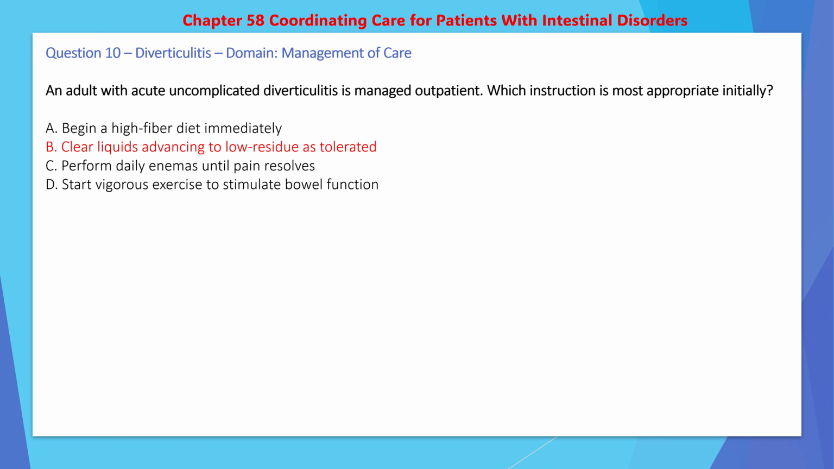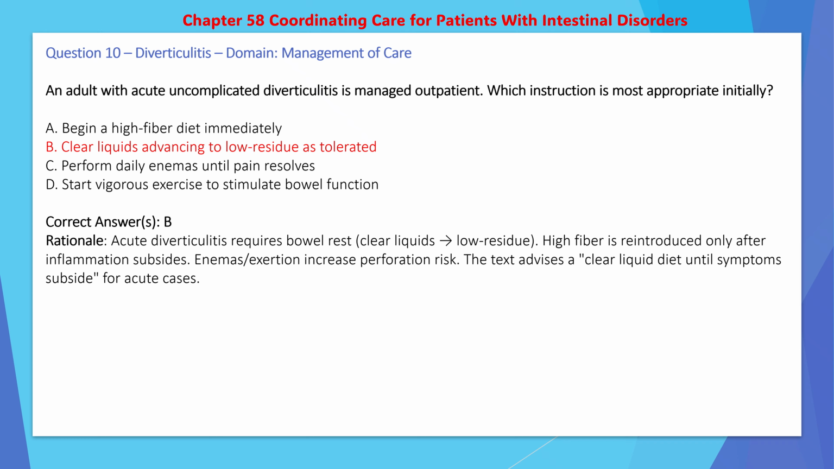Correct answer, clear liquids advancing to low residue as tolerated. Acute diverticulitis requires bowel rest, clear liquids, low residue. High fiber is reintroduced only after inflammation subsides. Enemas and exertion increase perforation risk. The text advises a clear liquid diet until symptoms subside for acute cases.